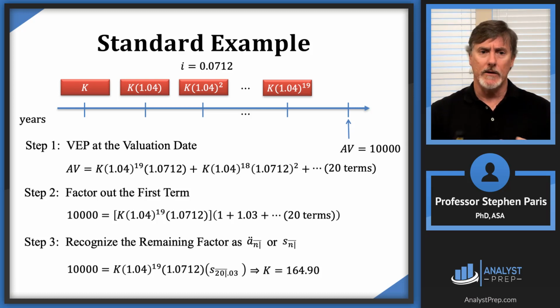Okay, so again, this example was a standard example. When you have both the periodic effective interest rate and the rate of increase or decrease of the payments, it usually won't matter whether you start with the first payment or the last payment in the VEP expressions. Now, when one of your rates is unknown, either the i or the percent increase or decrease in the payments, then sometimes it does matter whether you start with the first payment or the last payment in your VEP expression.